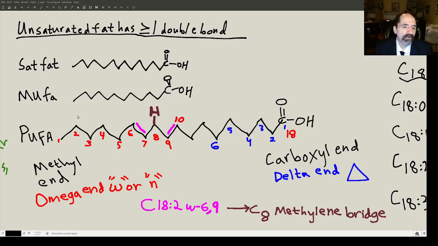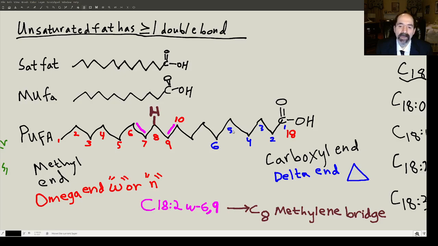A PUFA, drawn over here, is a polyunsaturated fatty acid, okay? And here's a classic polyunsaturated fatty acid, an omega-6, like linoleic acid. There are two ways to count the carbons. You can count from the carboxyl end, that's called the delta end, and that's a standard nomenclature in organic chemistry. So this would be carbon number 1, the carboxylic carbon, and then you count your way back.